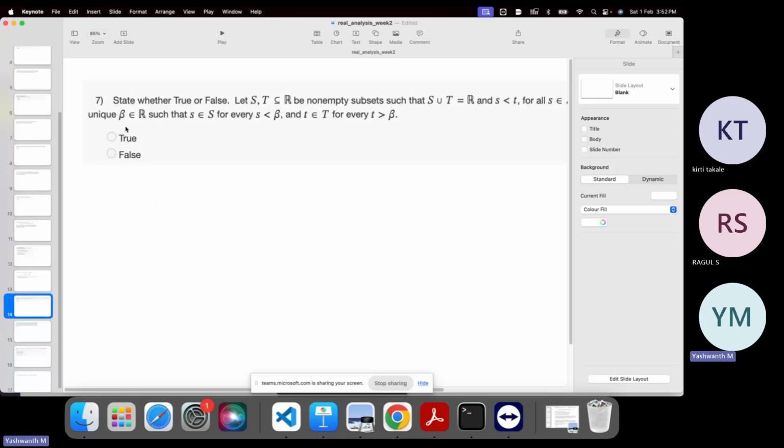Yeah, I think this can be true if one of these is greater than or equal to. Otherwise, I doubt we can say this is true, right? If beta belongs to R, it has to belong to either S or T. I mean, existence is fine, the proof of such a beta is fine, but this is what is a bit problematic.